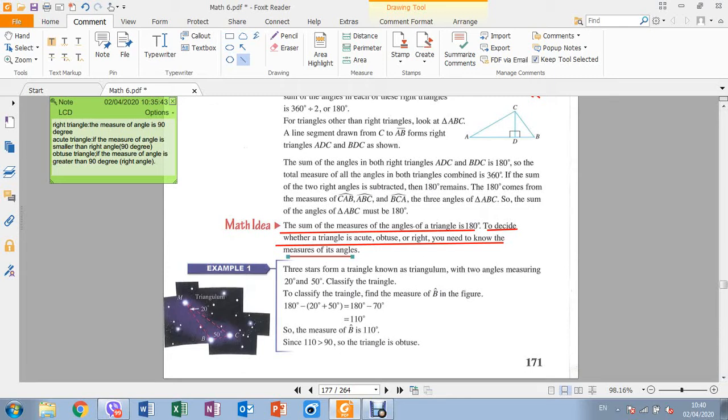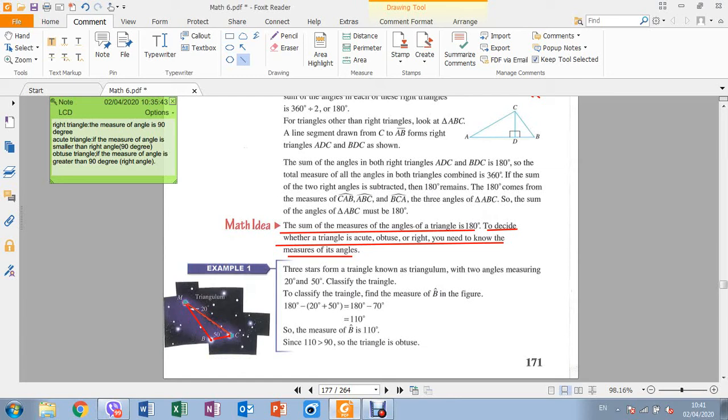Look at this, we have 3 stars. The first one is named M, the second one is named B, and the last one is named C. They make a triangle, and it gives us 2 angles. Look how we make triangles. From M to B is a line, the first line, and from B to C, and from M to C, or C to M, no problem.